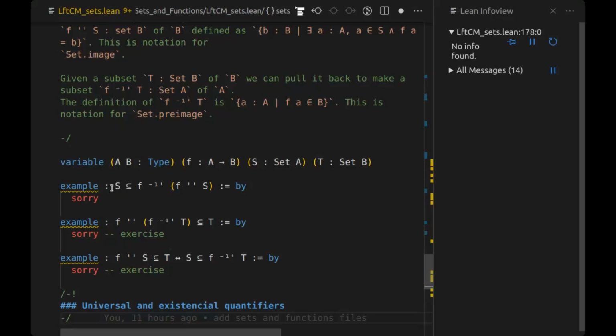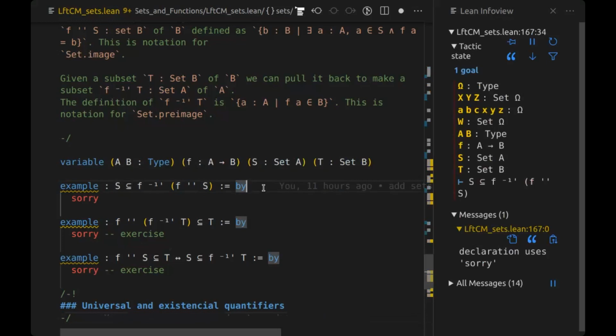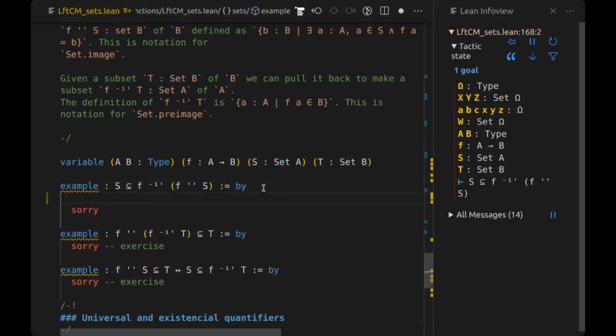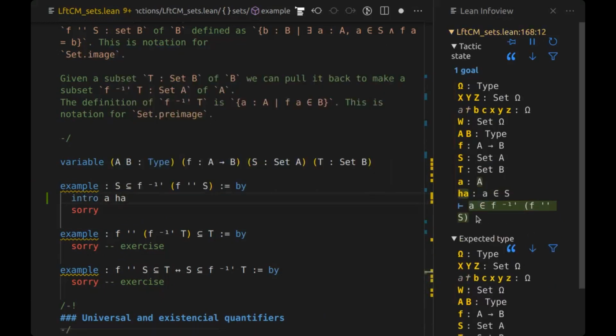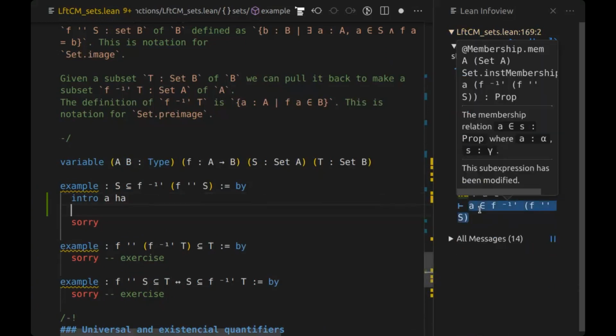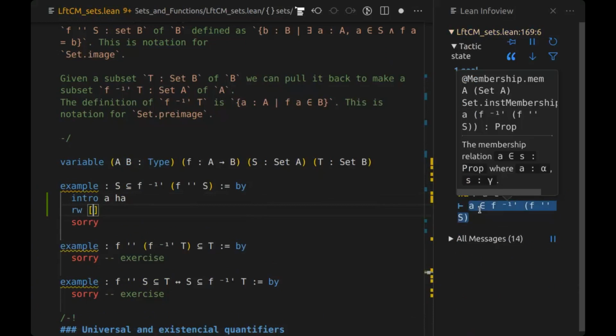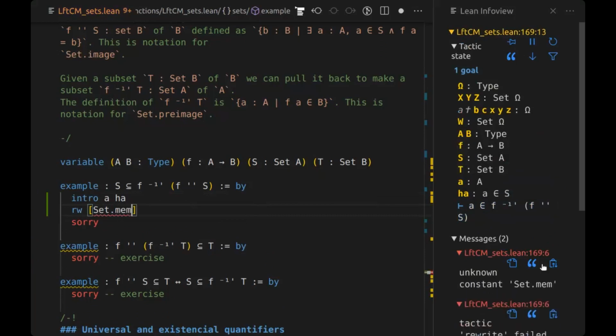Okay, let's check that the set S is contained in the preimage of the image of S. Let's start with intro. So intro a variable A, and then let's assume that A is in S. Now, I want to prove that A belongs to this preimage. There's probably going to be some lemma that tells me that something belongs to a preimage, and this is probably going to be called set.memPreimage.